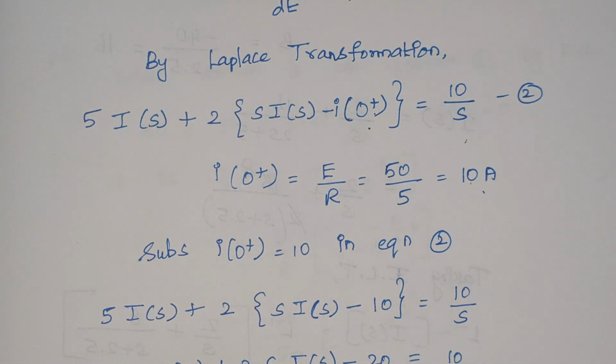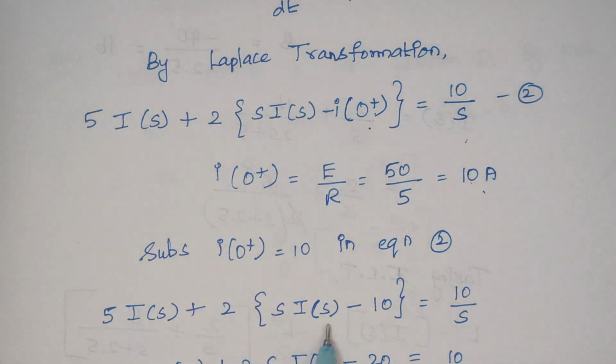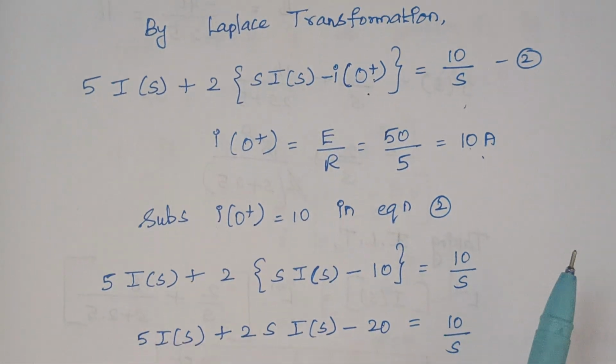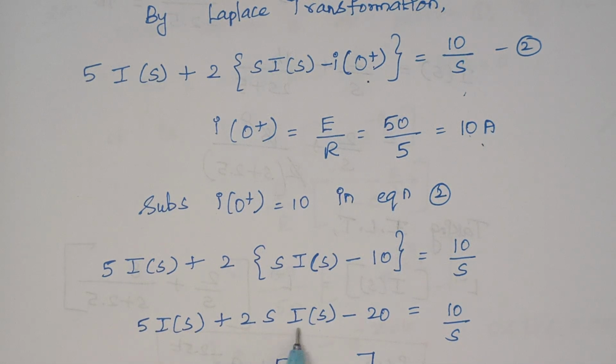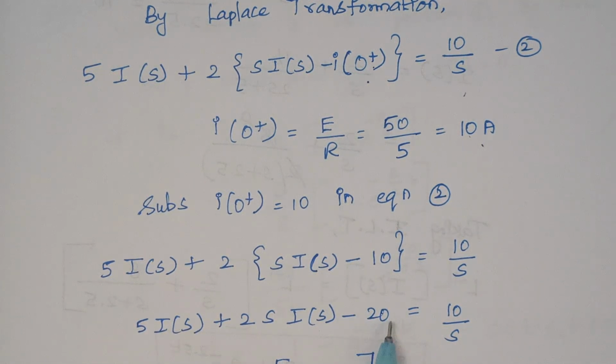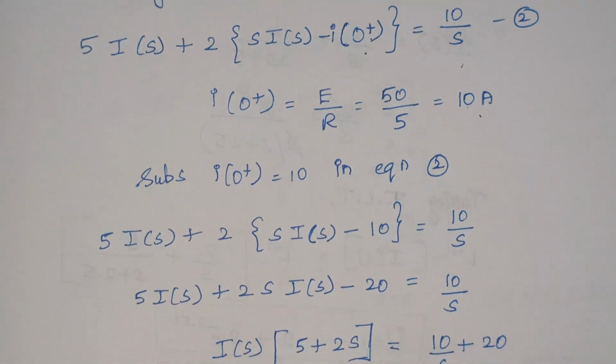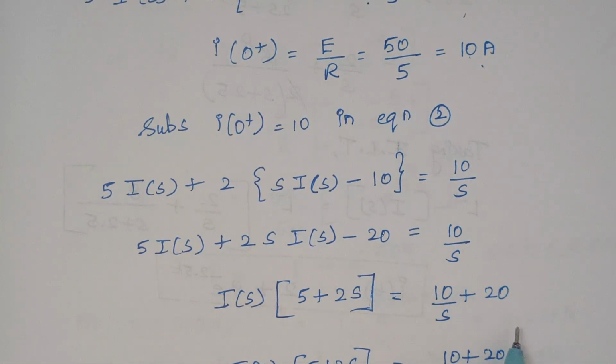And the next thing is we are going to multiply the 2 with the elements inside the bracket. So when you multiply, we have an expression like this. The next step is, I of s is common. So I am going to take I of s common from these two terms and shift this minus 20 to the right hand side. So this is done in this step.